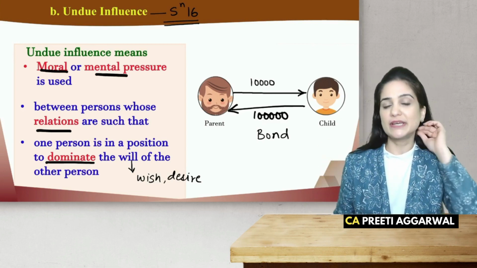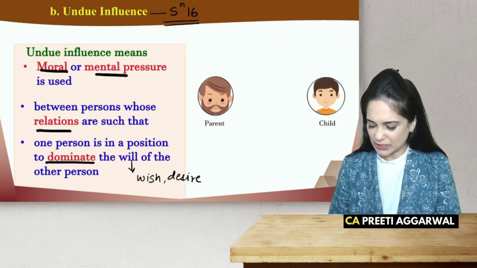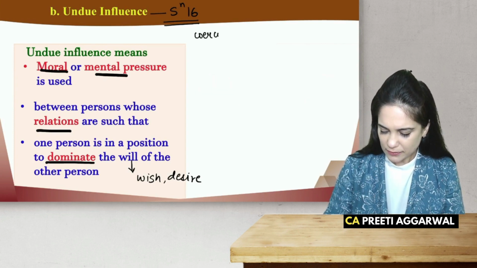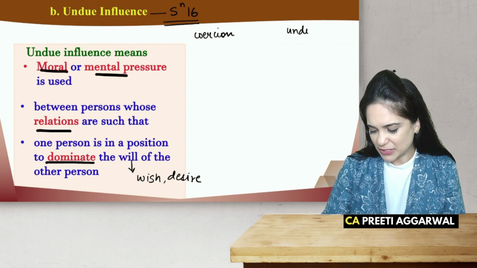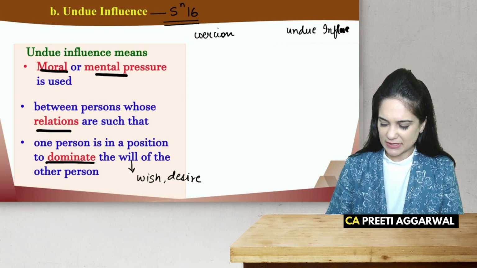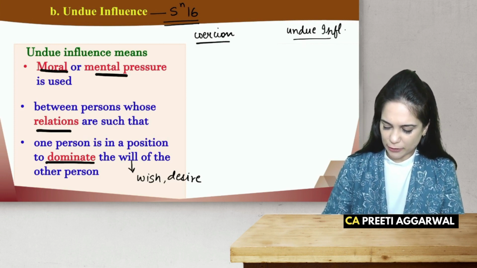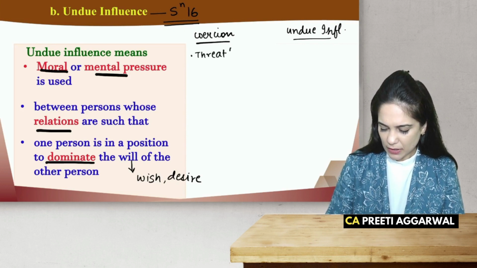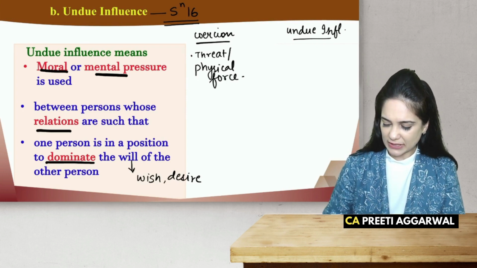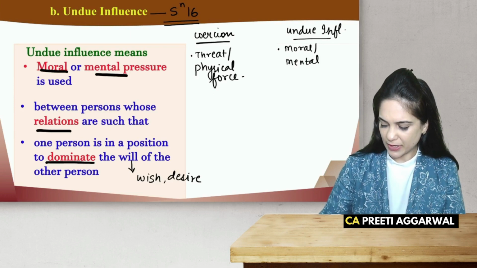Now, students, before we proceed, can you point out the difference between coercion and undue influence? What is the difference between coercion and undue influence? There are many points of difference. I just want the main point. Yes, correct. In case of coercion, there is some kind of either threat or physical force, whereas in case of undue influence, there is moral or mental pressure.